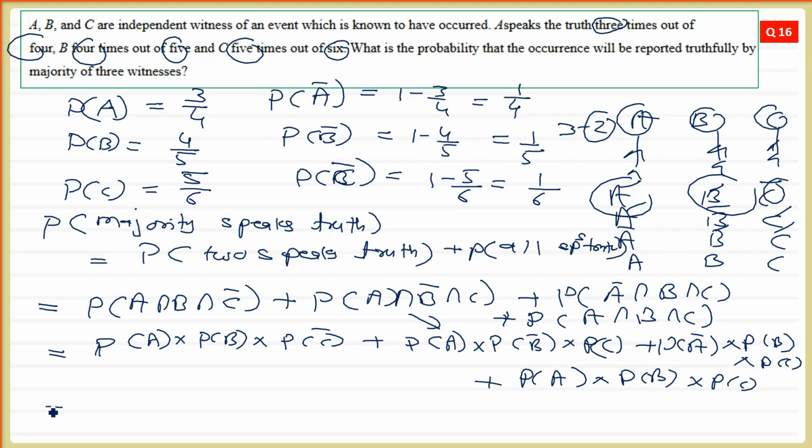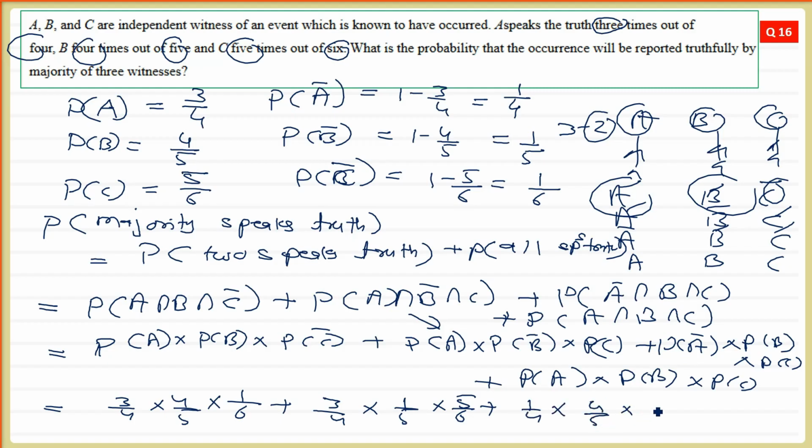Now all these probabilities are computed already. Just replace the values here and you'll find the result. So P(A) is 3 by 4, P(B) is 4 by 5, P(C̄) is 1 by 6. P(A) is 3 by 4, P(B̄) is 1 by 5 and P(C) is 5 by 6. Now P(Ā) is 1 by 4, P(B) and P(C) are 4 by 5 and 5 by 6 respectively. And P(A) into P(B) into P(C) is already given in the question, 3 by 4 multiplied by 4 by 5 multiplied by 5 by 6.